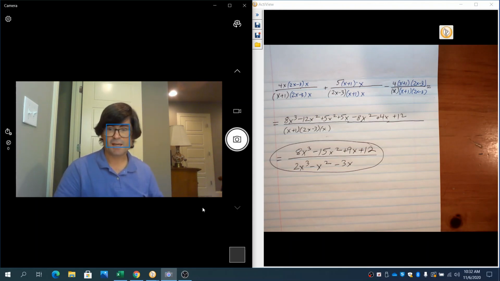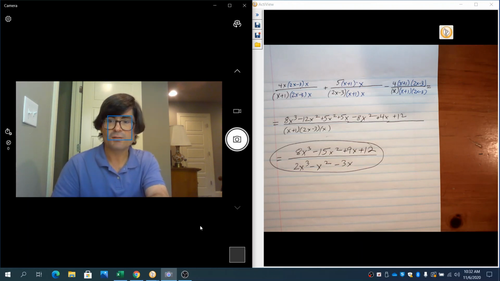If you're lucky enough to have a common denominator to start with, you just either add or subtract what's on the top of the fractions, just like any other type of fraction. I hope this helps. Like I said, this wraps up our adding and subtracting of rational expressions.